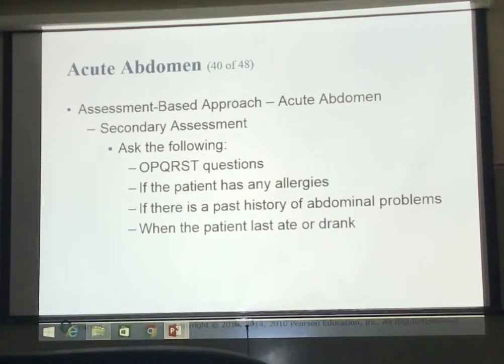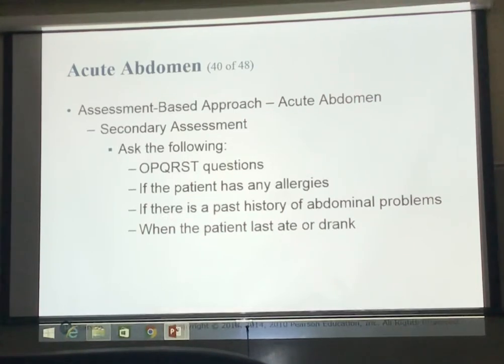You can go over your OPQRST questions. Y'all know what OPQRST stands for? Yeah. Conduct a SAMPLE history. Radiation, severity, time. Do they have a history of abdominal problems? When's the last time they ate or drank?